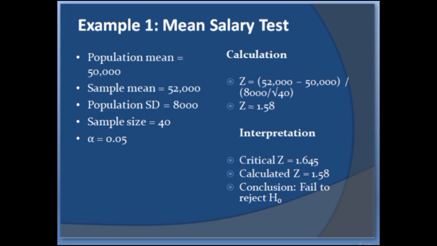Null means there is no relationship. Here it means there is not enough evidence to say the average salary is higher than 50,000.